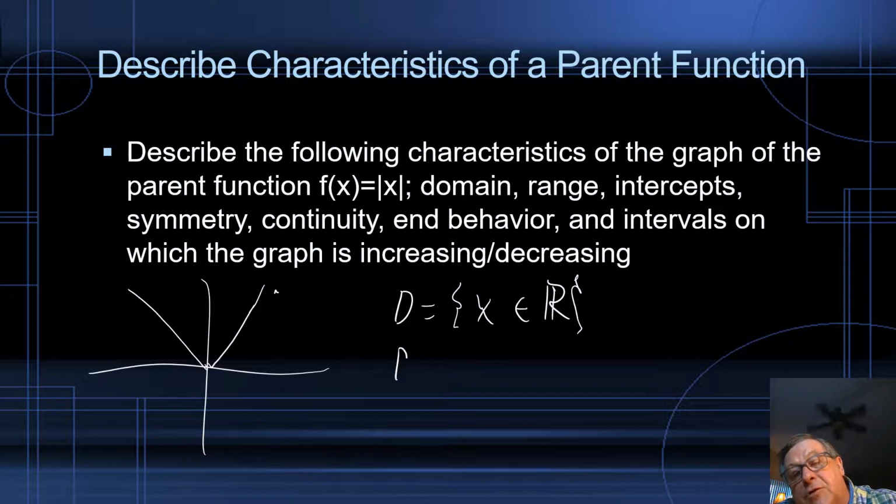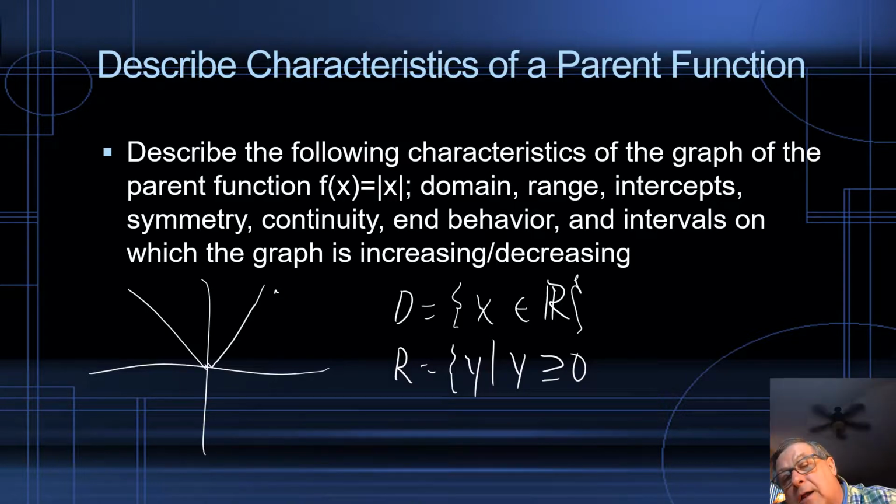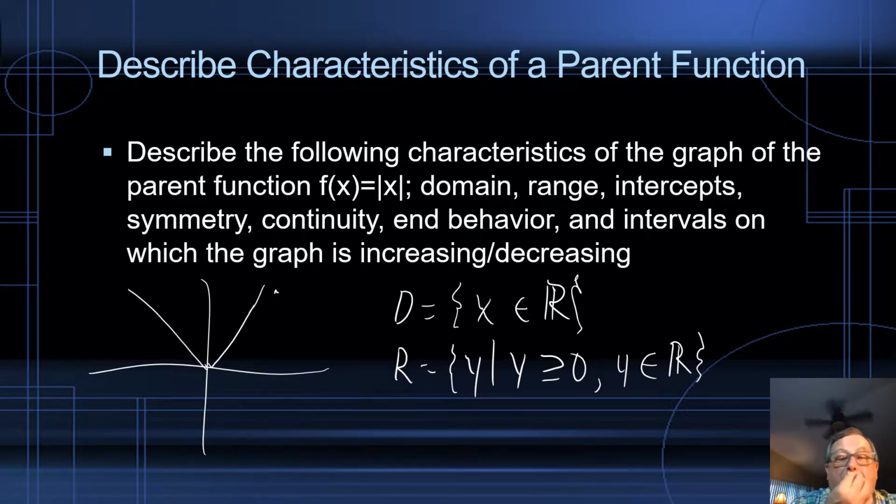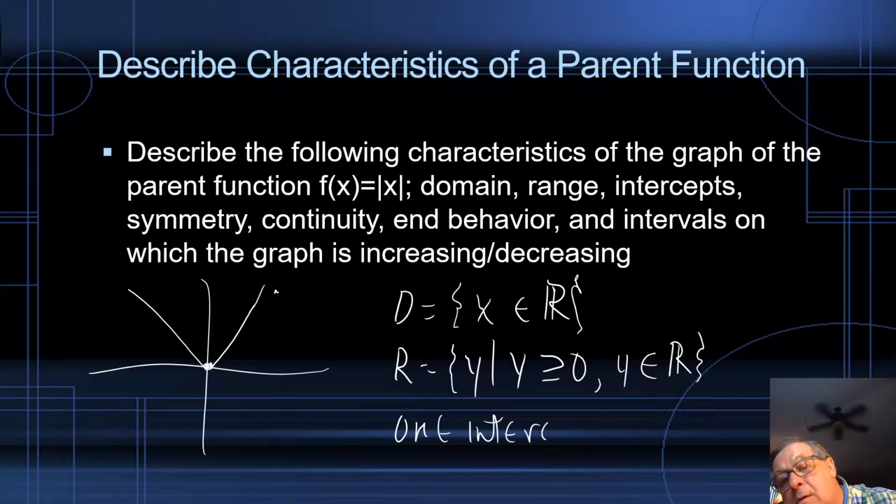Now the range, a little bit different story. We can say the range is y such that y is greater than or equal to 0, and y is an element of all real numbers. And we can see that we've got one intercept, and it's at the origin, at 0, 0, both the x and the y intercept.